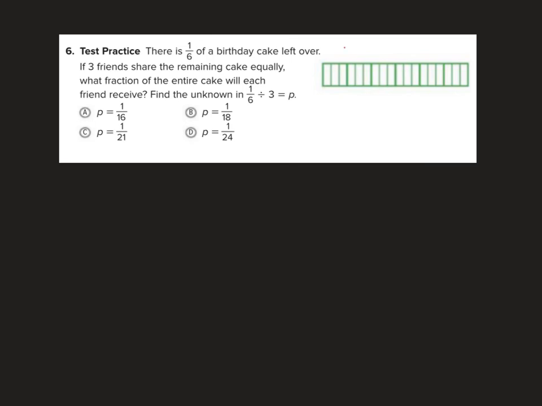Okay, so I have it cut here, 1, 2, 3, 4, 5, which makes 6 equal pieces. Each one's cut into thirds. So how much will each friend receive? 1 of these pieces, right? So how many total pieces are here? 3, 6, 9, 12, 15, 18. Total pieces, each friend will receive 1. So 1/18 will be the total.